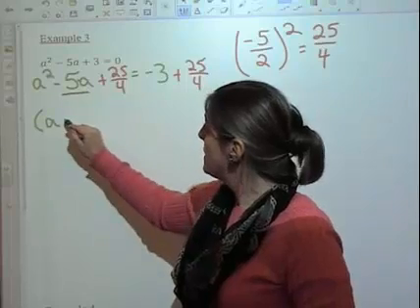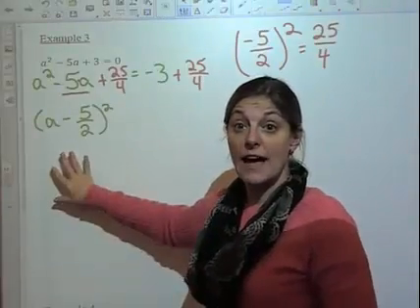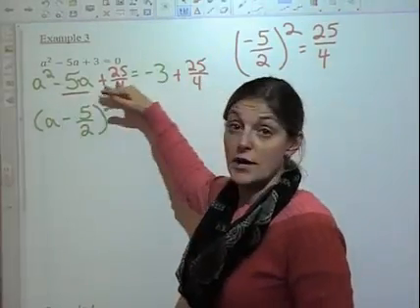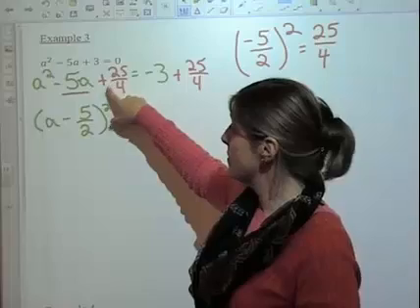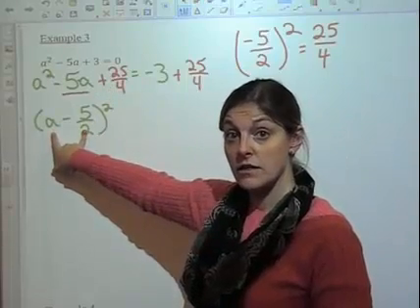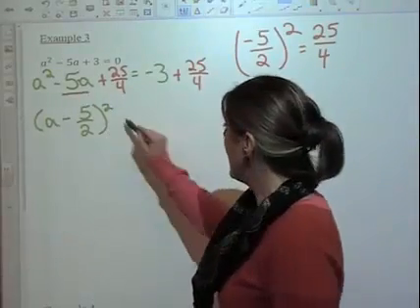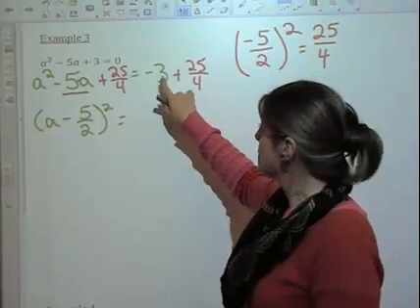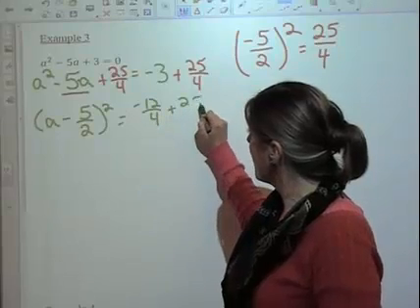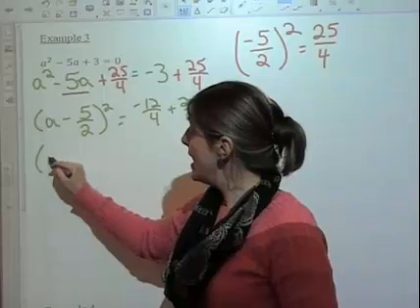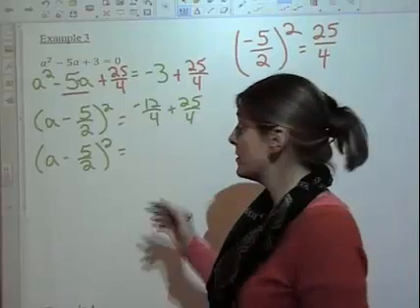So we have a minus 5 halves quantity squared, and we know that that is this trinomial factored because if you square this, you get 25 fourths, which is this term, and if you multiply these two together and then double it, you get negative 5a. So we know that we factored correctly. And then we can combine these two. So this becomes negative 12 fourths plus 25 fourths. Okay? So we have a minus 5 halves, quantity squared, equals 13 fourths.